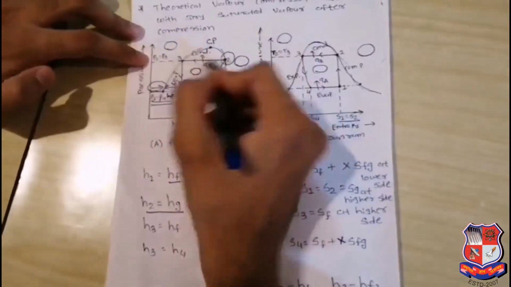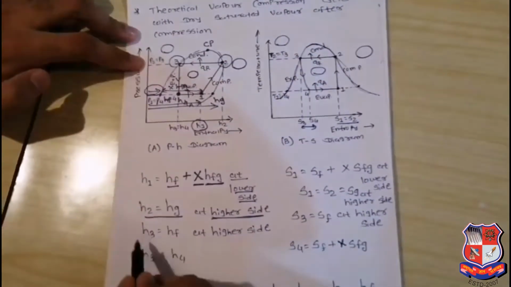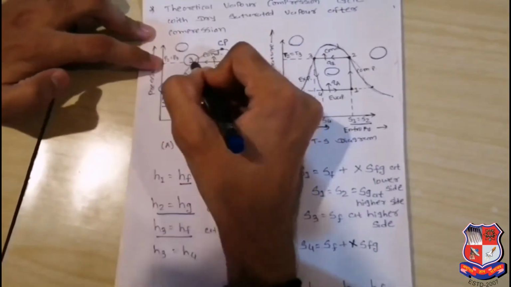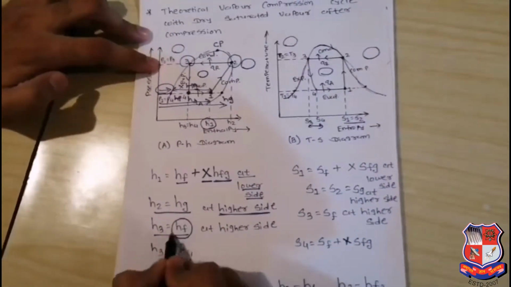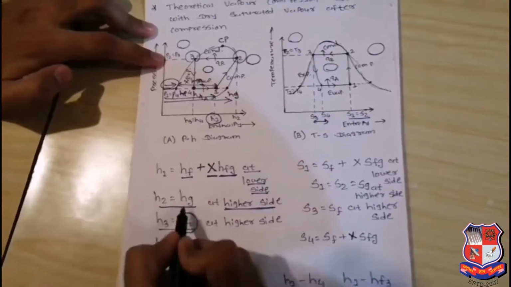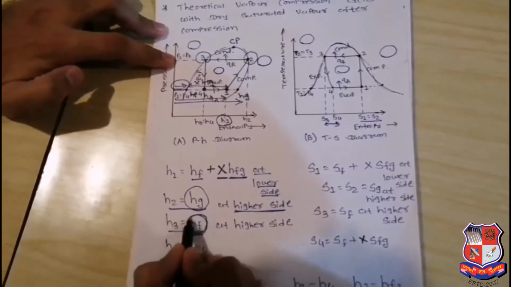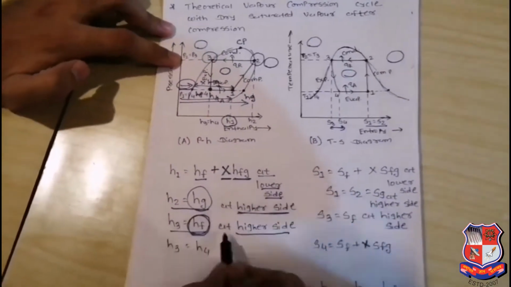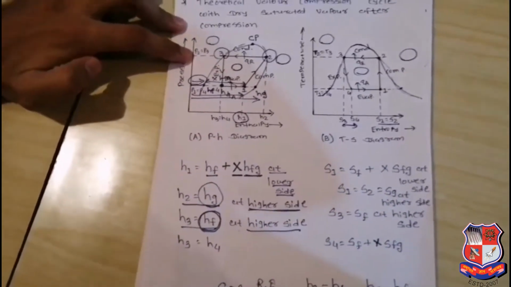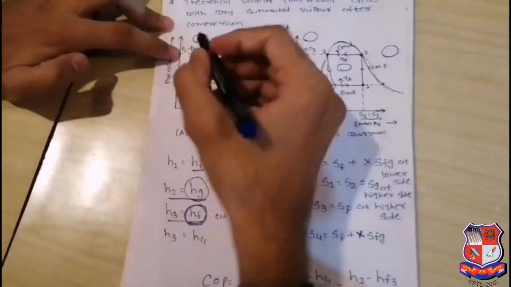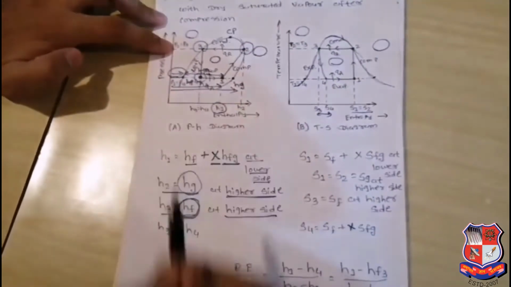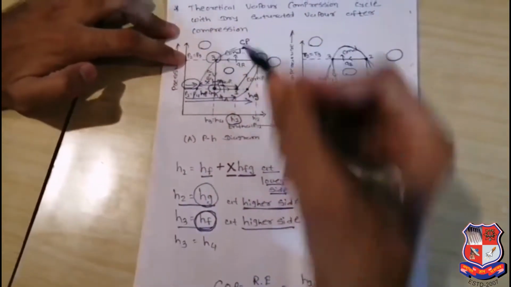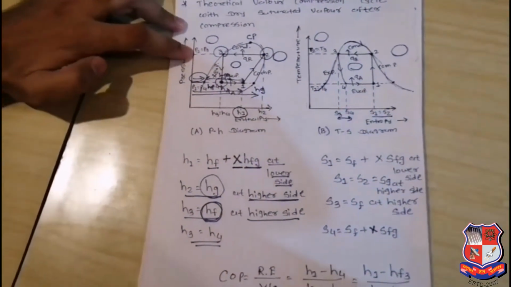Similarly, now we consider H3. We can directly take H3 because H3 is on the saturated curve, where saturated liquid is present, so we take Hf. If you consider vapor, Hg will be taken; if you consider liquid, Hf will be taken here. It is on the higher side, so H3 is equal to Hf. Then we discuss how to determine H4. In the throttling process, enthalpy remains constant, so H3 is equal to H4.